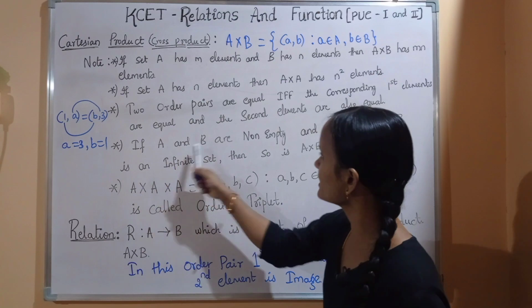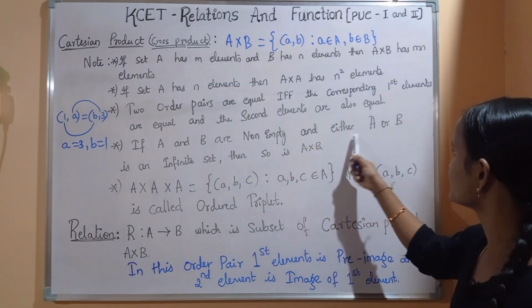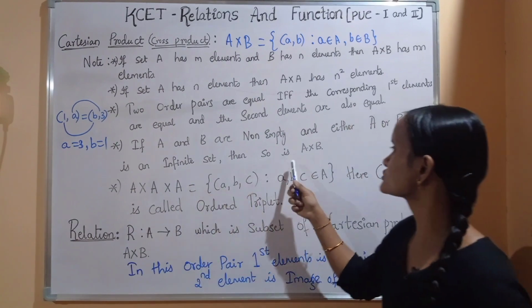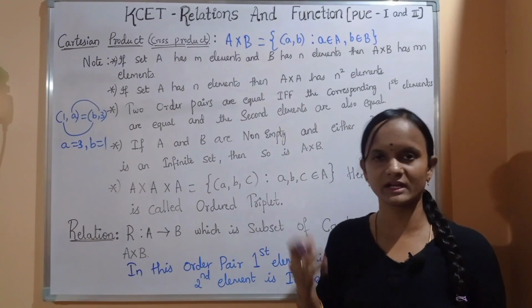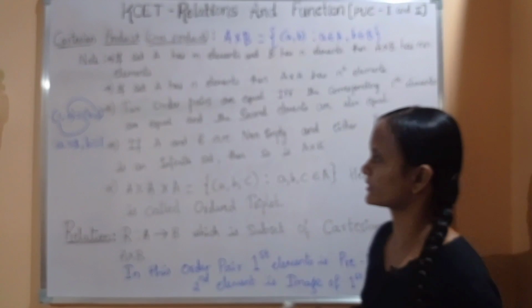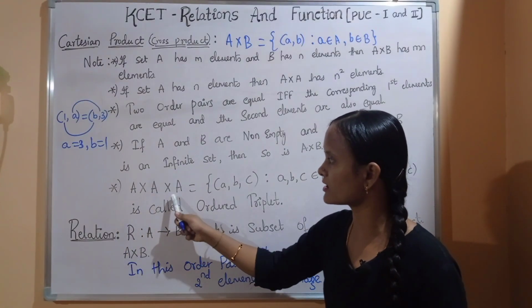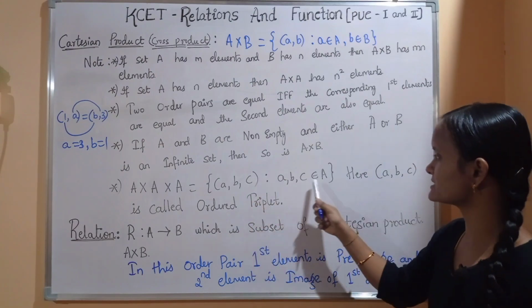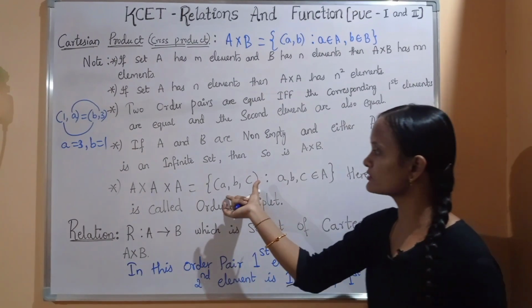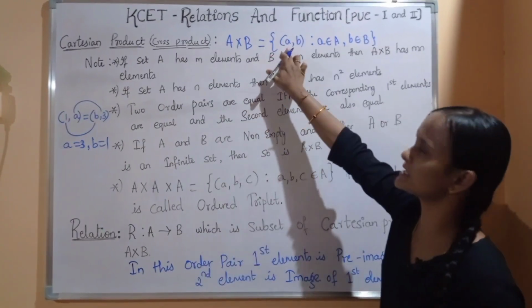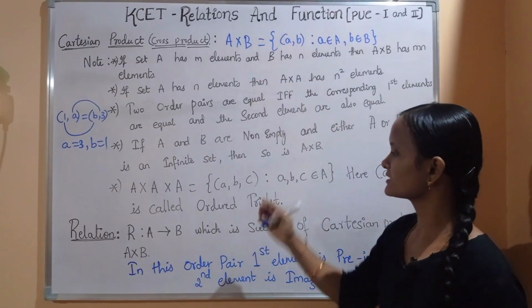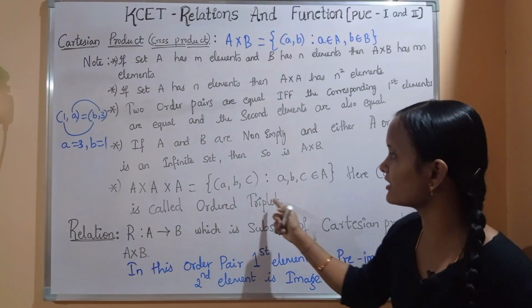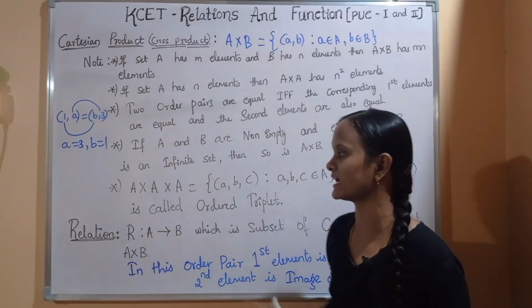Next, if A and B are non-empty and either A or B is an infinite set, then so is A cross B. Even A cross B will also have the same property. A cross A cross A is equal to (a, b, c), where a, b, c belong to A. This is known as an ordered triplet. This is known as an ordered pair. This is known as an ordered triplet because 3 elements are present. Those 3 elements are taken from set A.